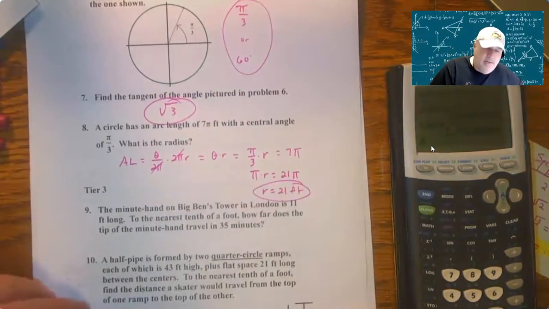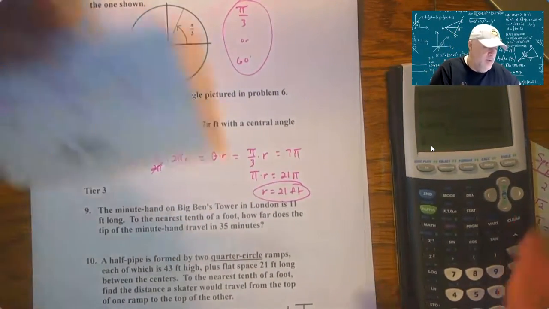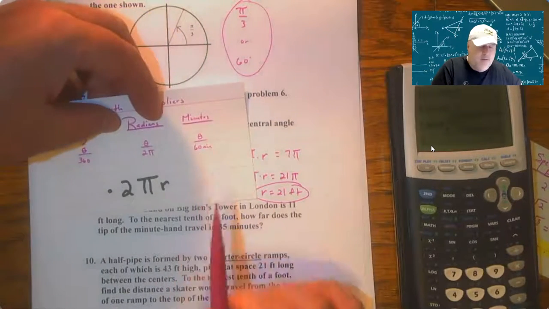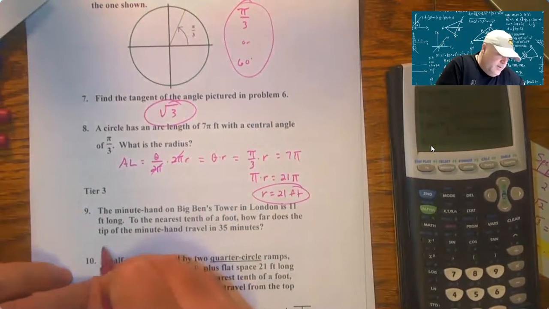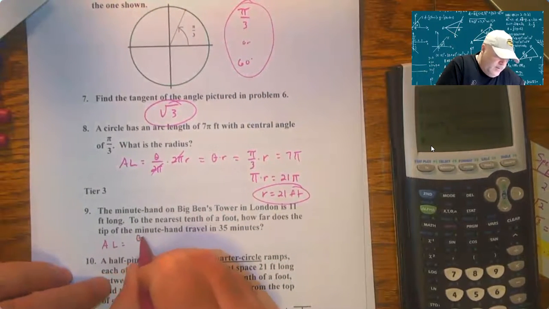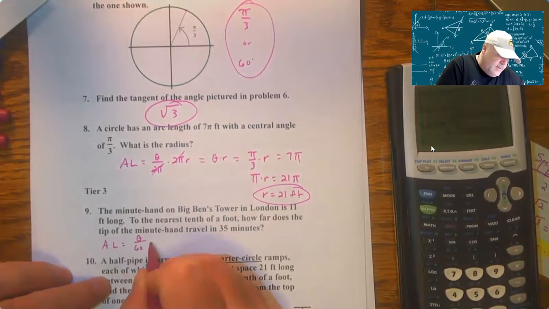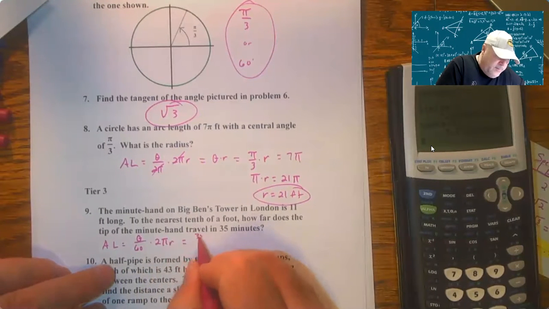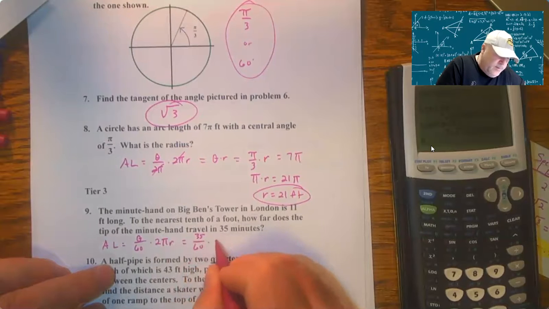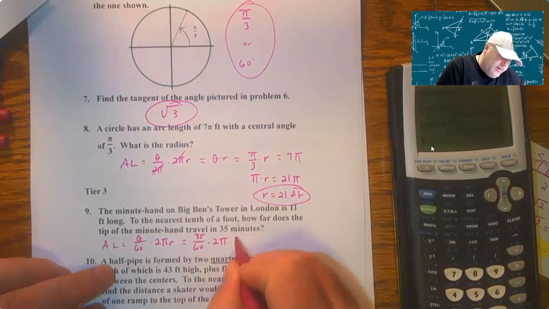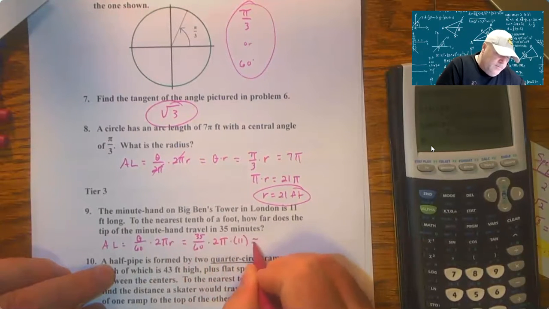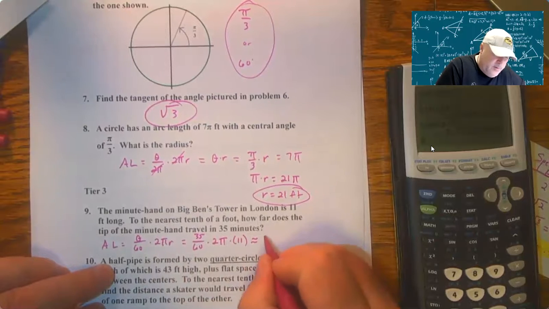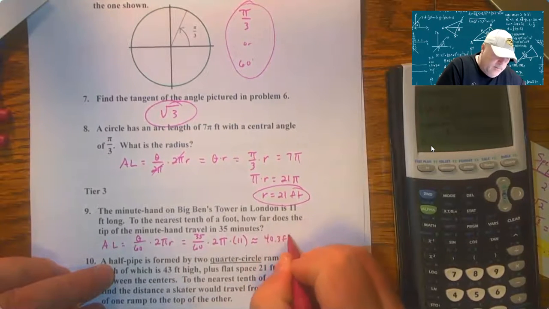Okay, and then 9 is this other one where we deal with minutes or seconds if you want. So theta over 60 times 2 pi r. So we have 35 over 60 times 2 pi times 11. And that reduces to 40.3 feet.